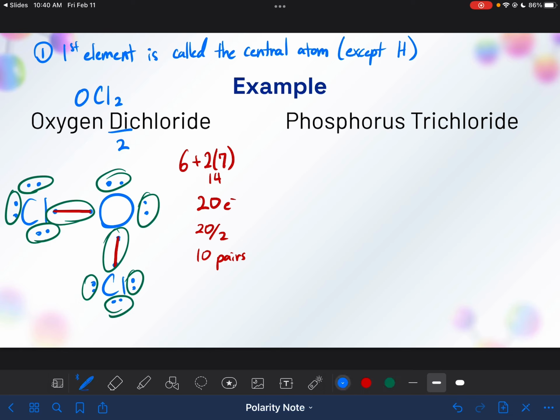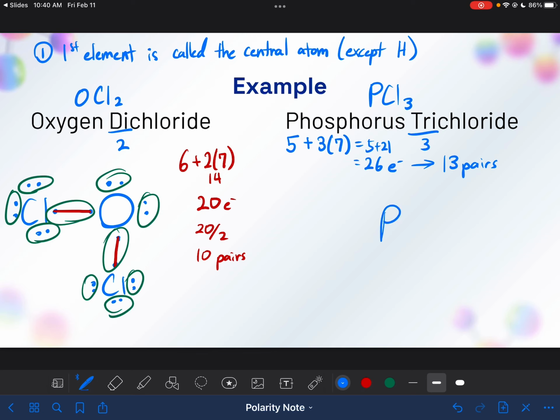Next, we have phosphorus trichloride. Phosphorus is P, tri means 3, so PCl3. Now, phosphorus has 5 valence electrons, and 3 times 7. That should give you 5 plus 21, which gives you 26 electrons, which also gives you 13 pairs. So if I were to draw this out, I'm just going to quickly do this because we already went over how to do it. So here we go. And that's the drawing for phosphorus trichloride.